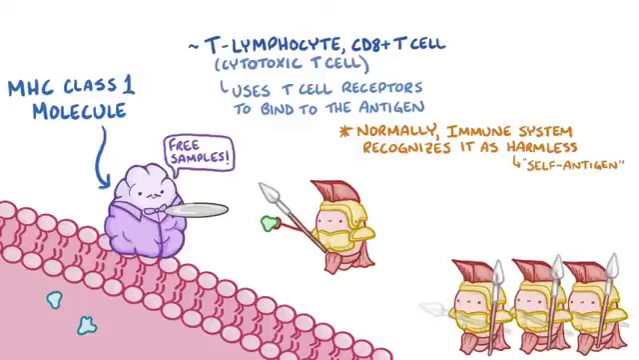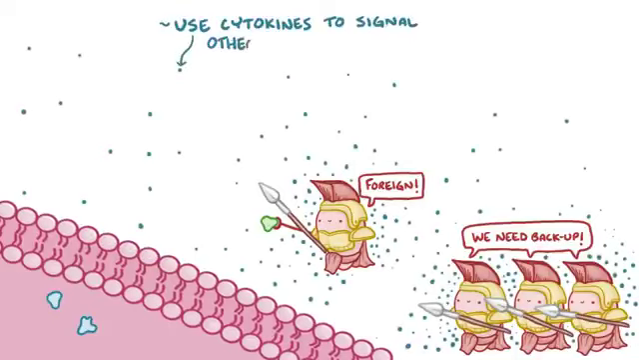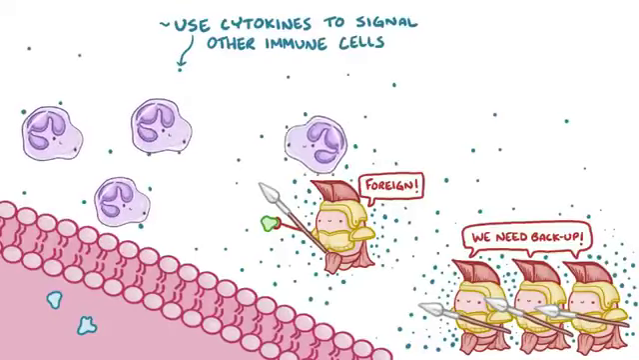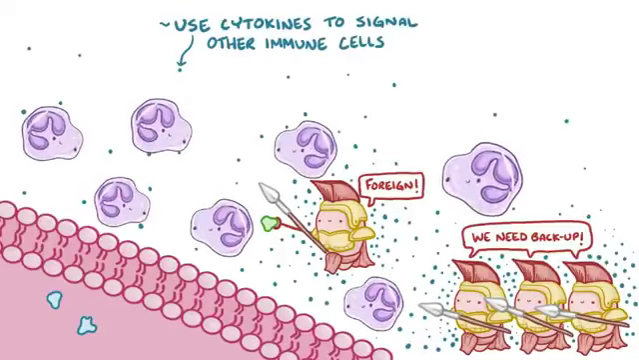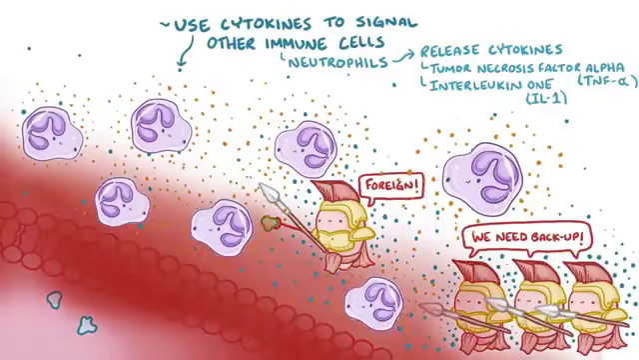But when these cells recognize a foreign molecule, they use cytokines to signal other immune cells to migrate to the joint capsule in the joint space that's under attack, cells like neutrophils. The neutrophils release cytokines like tumor necrosis factor alpha, or TNF-alpha, and interleukin-1, or IL-1, which worsen the inflammation.